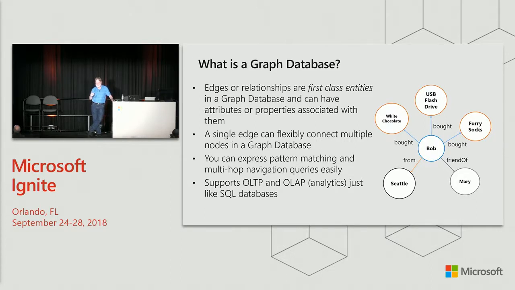So you can express pattern matching really easily, and multi-hop navigation. The whole thing that graph makes possible is you can express these relationships in your queries really simply and flexibly. It makes it very intuitive to understand what the query is going after and how you might extend it to different situations. Because it's all built into SQL Server, it supports OLTP and OLAP queries just like any other tables.